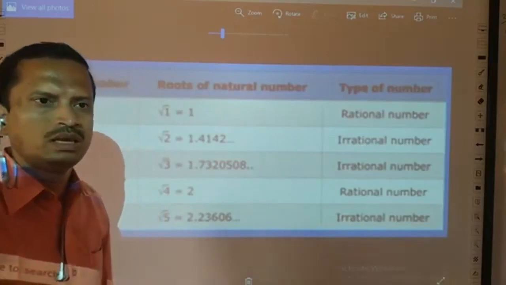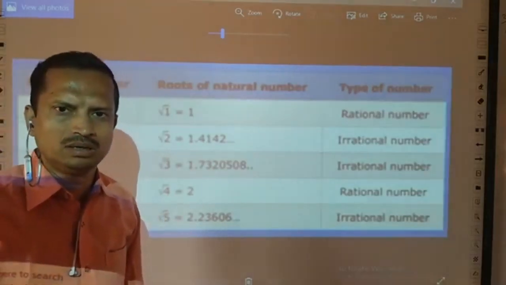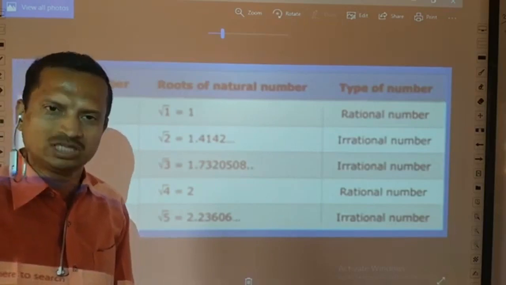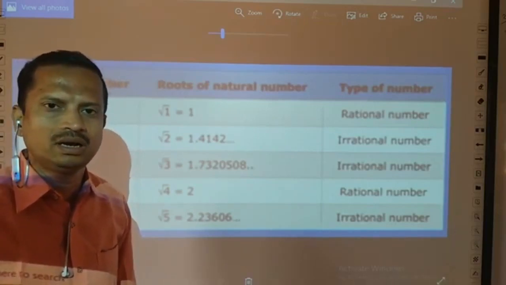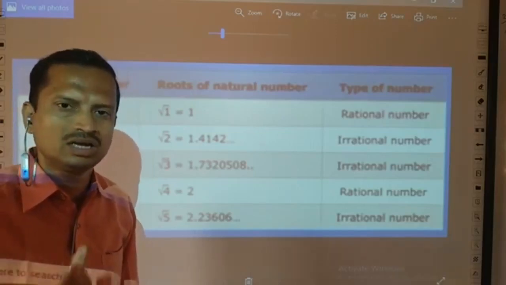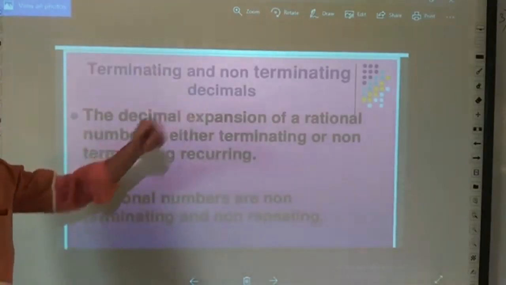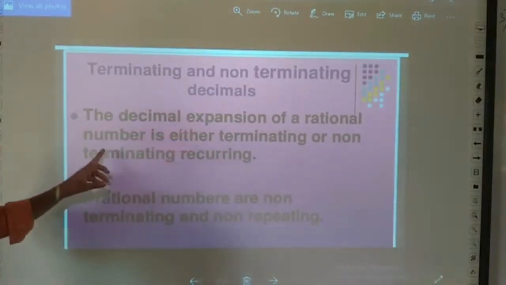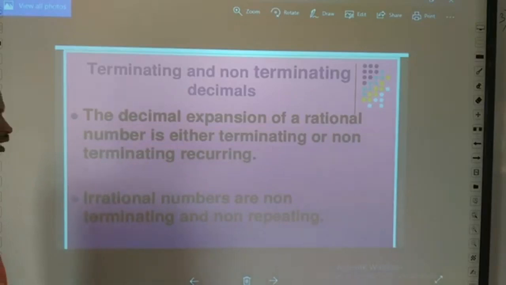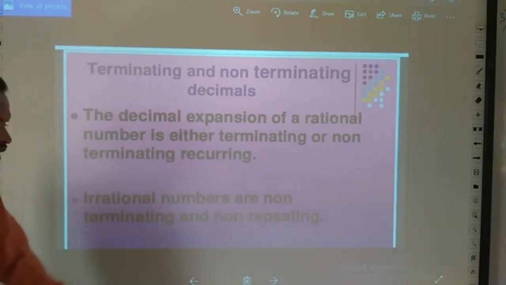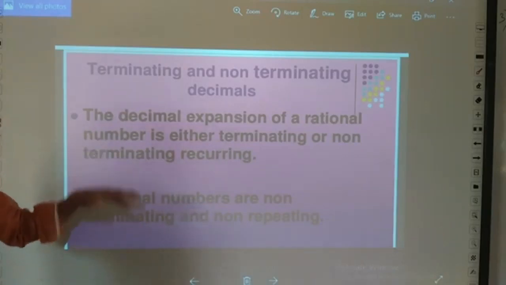So, generally we can say, in decimal expansion, if the digits after the decimal point are non-terminating and repeating, it comes under rational, and non-terminating, non-repeating comes under irrational. Now you see terminating and non-terminating decimals. The decimal expansion of a rational number is either terminating or non-terminating recurring. Recurring means repeating. These are rational. Irrational numbers are non-terminating and non-repeating. So these are the decimal expansions.